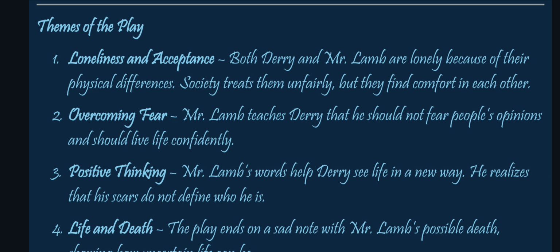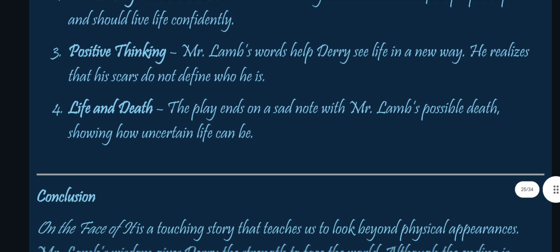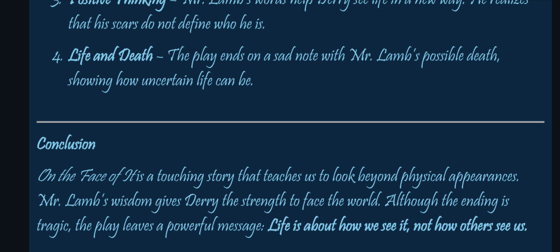Themes of the play: loneliness and acceptance. Both Derry and Mr. Lamb are lonely because of their physical differences. Society treats them unfairly, but they find comfort in each other. Overcoming fear. Mr. Lamb teaches Derry that he should not fear people's opinions and should live life confidently. Positive thinking. Mr. Lamb's words help Derry see life in a new way. He realizes that his scars don't define who he is. Life and death. The play ends on a sad note with Mr. Lamb's possible death, showing how uncertain life can be.